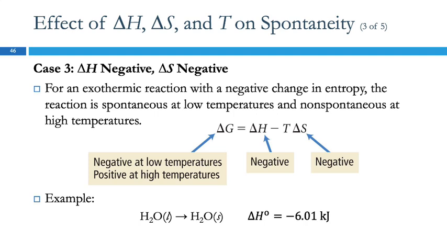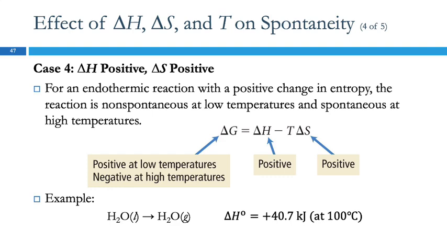If delta H is negative and delta S is negative, well, this is negative, so this is contributing to a spontaneous reaction. But if this is negative, this term becomes positive, and so this is working against it. And so now the spontaneity will depend on the temperature. If temperature is large, then this positive term is going to win. And if this is small, the negative term wins. So we get spontaneity at low temperatures and non-spontaneity at high temperatures.